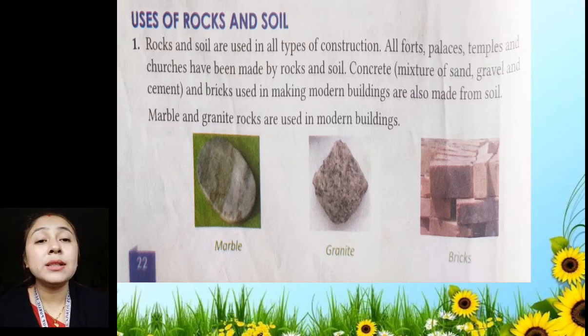Concrete, that is a mixture of sand, gravel and cement, and bricks used in making modern buildings are also made from soil. Marble and granite rocks are also used in modern buildings. So concrete is the mixture of sand, gravel and cement, and bricks are used for making modern buildings. You have seen our house is mostly made up of cement, bricks and sand, right? So this concrete is used in making modern buildings.